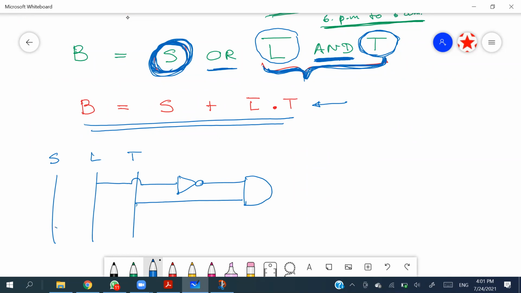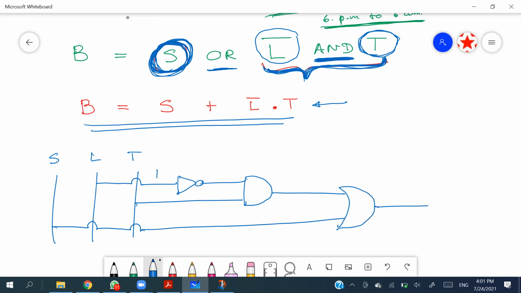Then we are taking a line from S, and the output of this we put inside an OR gate. So this is L, this is going to give you L bar, this is T, so this is going to give you L bar dot T, then this is going to give you the final answer, S plus L bar dot T, or else we can write it like B.